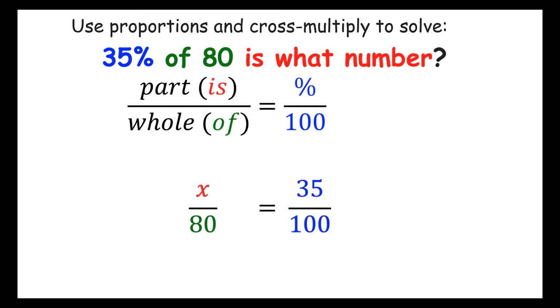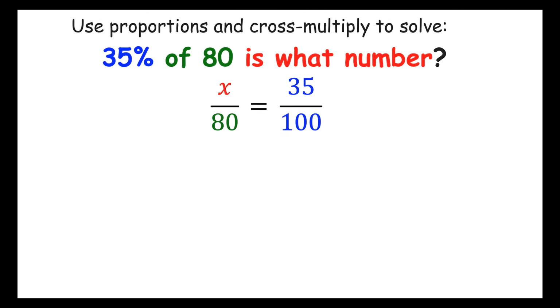So we have converted the percentage problem, 35% of 80 is what number, to the proportion x over 80 equals 35 over 100. Now we need to solve the proportion using cross multiplication. Please keep in mind that we can only cross multiply when we have an equation with a single fraction on each side of the equal sign.